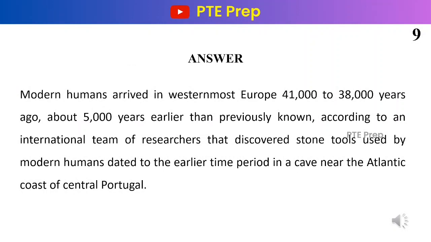Modern humans arrived in westernmost Europe 41,000 to 38,000 years ago, about 5,000 years earlier than previously known, according to an international team of researchers that discovered stone tools used by modern humans dated to the earlier time period in a cave near the Atlantic coast of central Portugal.